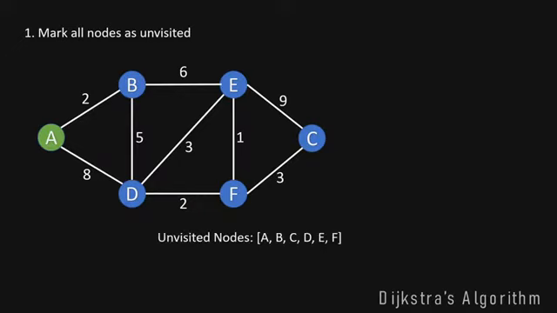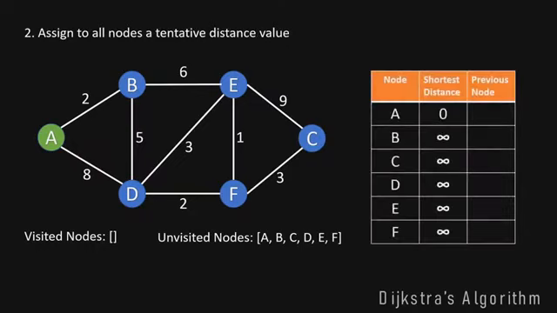So therefore we create two lists. A list of unvisited nodes that contains every node in the graph, and a list of visited nodes that is empty in the beginning. In the second step, we assign to all nodes a tentative distance value that will be changed over time. So therefore we can use this table on the right, which consists of 3 columns. In the first column we have the node. In the second column we have the current shortest distance from A to this node.